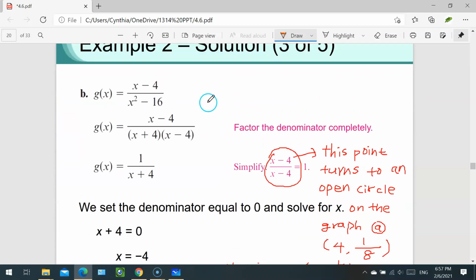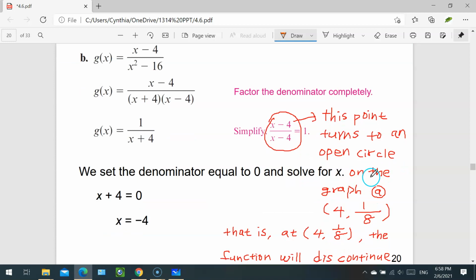Now if you go back to the g function we just did earlier, we cross out the x minus 4, right? These two reduce. This point didn't go away. It turned into an open circle on the curve, at that coordinate point 4, 1 over 8.